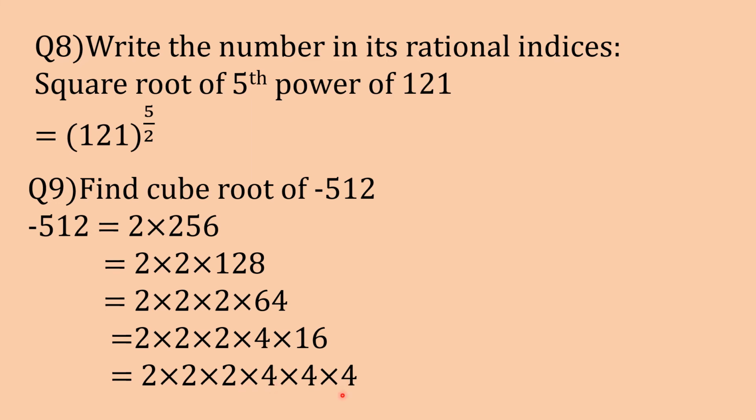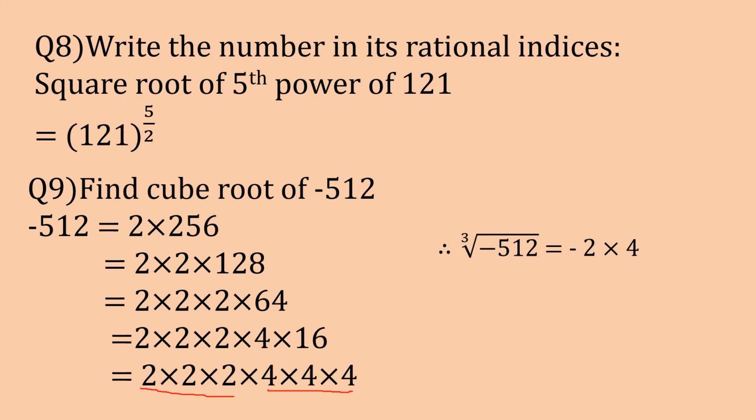You can do the vertical method also. Now as it is cube root, students, you will make pairs, so 3 numbers together. There are 3 numbers of 2, so 1 2 will be common. And from here, there are 3 4's, so 1 will be common, as it is cube root. So you have to make groups of the same numbers, 3 numbers will make one group.